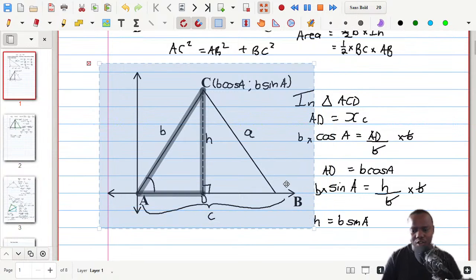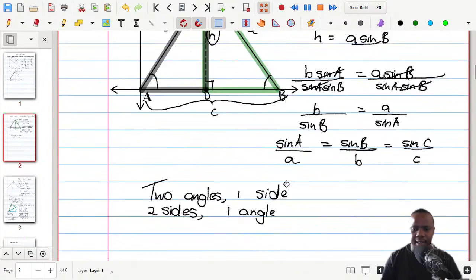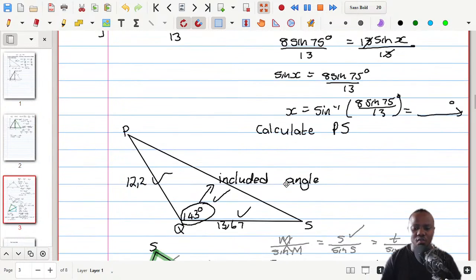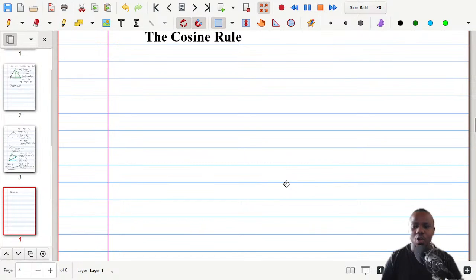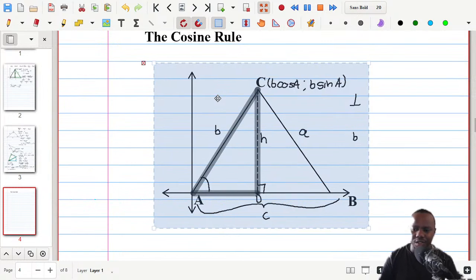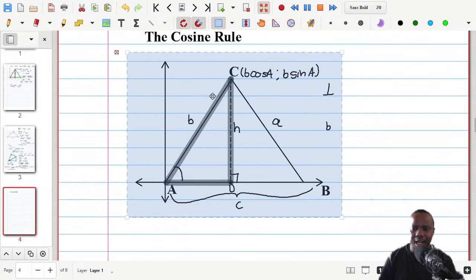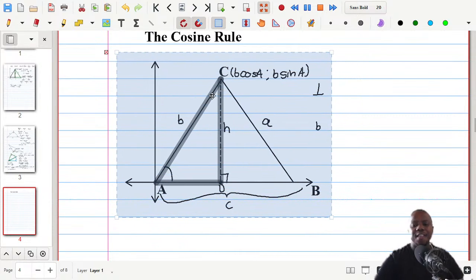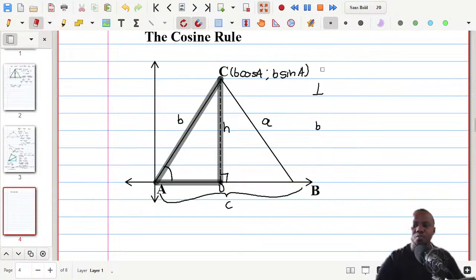Now, I'm going to copy the diagram that I was using earlier, and then I'm going to go over to the section of the cosine rule. Once again, this diagram is extremely important. If you understand how this diagram is constructed, then in your exam, whenever you're asked to prove the cosine rule or the sine rule, then you know exactly what to do.